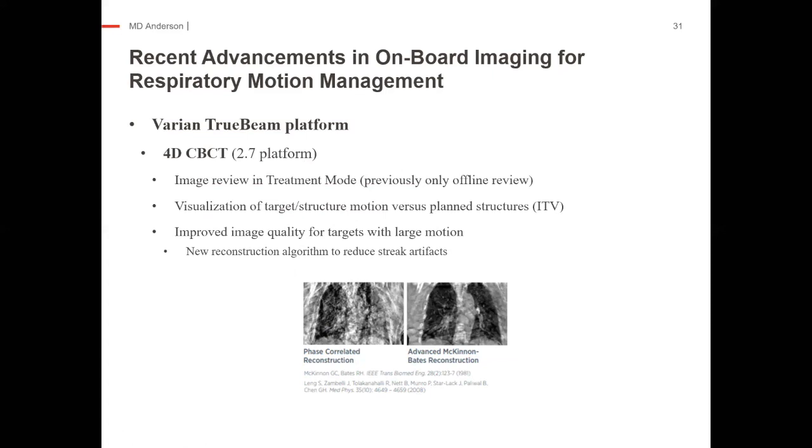TrueBeam 2.7 also allows online 4D cone beam CTs. It previously was only an offline review option. So this is your full 4D phase-based. You can see the visualization of target and structure motion itself. You can see how your target is moving versus your plans, like your ITV, or if you have any planning risk volumes or PRVs. This also improves image quality for targets with large motion. They have a new reconstruction algorithm to specifically reduce the streak artifacts. So we see the phase-based correlated reconstruction on the left versus the new reconstruction on the right.